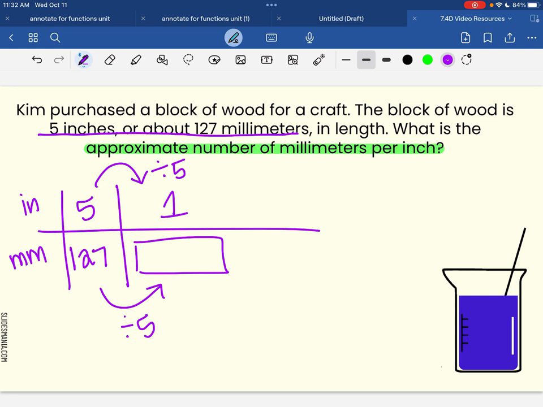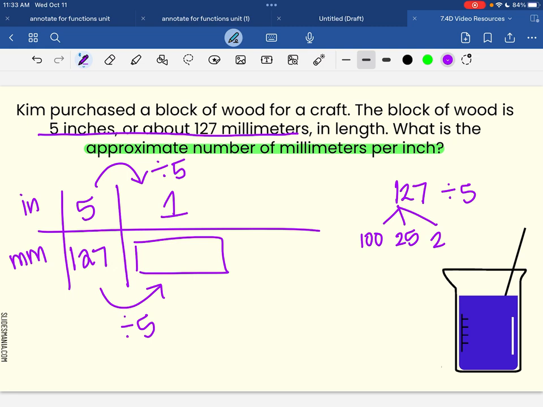So I'm going to take 127 and divide it by 5. Now I could do my long division, but for me, I'm going to break that up into different parts. So I'm going to decompose 127 into 100 plus 25 plus 2 more. This is just how my brain likes to do division sometimes if I don't want to do long division. So I'm going to do partial quotients.